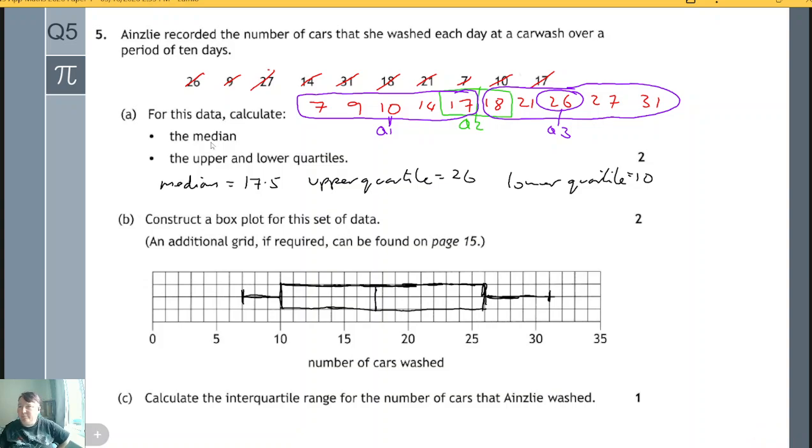There's our box plot. Calculate the interquartile range for the number of cars that she washed. So the interquartile range is Q3 take Q1, which is 26 take 10, which is a nice easy 16. IQR. There we go.